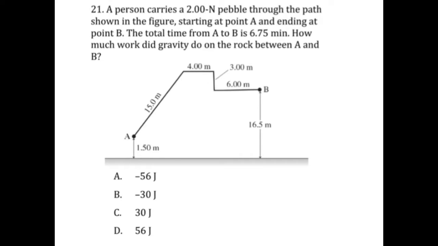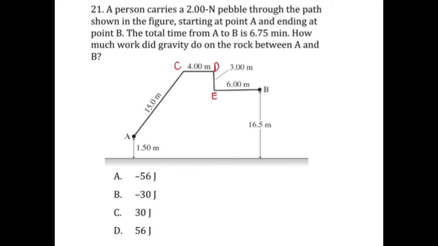This is a problem based on work, and we want to calculate the work which is done by gravity. The question tells us that a person carries a 2 Newton pebble through a path shown in the figure, starting from point A and ending at point B. The total time is given as 6.75 minutes. How much work did gravity do on the rock between A and B?